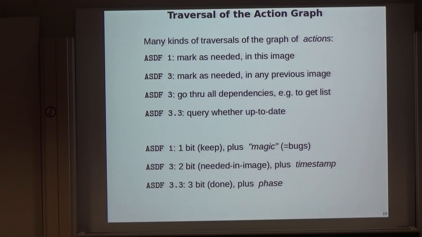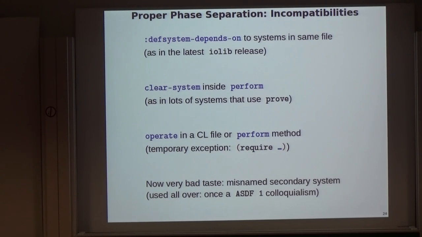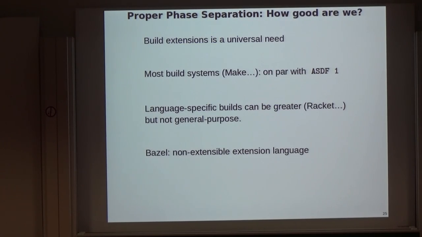And ASDF 1 had one bit associated to its traversal, plus magic that was buggy. ASDF 3 had two bits of state added in traversal, and ASDF 3.3 does have three bits, plus the notion of phase. So every time we add a feature, the traversal is actually much more complex than we anticipated. And yet, in a way, it's still the same design. In a way, it's still the good old thing that Barlow implemented based on Kent Pitman's idea. And yet, to get it right, you had to rewrite the code many, many times, to add many, many features that were implicit in the design, but never guessed before by anyone. There are plenty of incompatibilities that were introduced. That's why ASDF 3.3 is not going to be released today, unlike ASDF 3.2.1, which is going to be released.